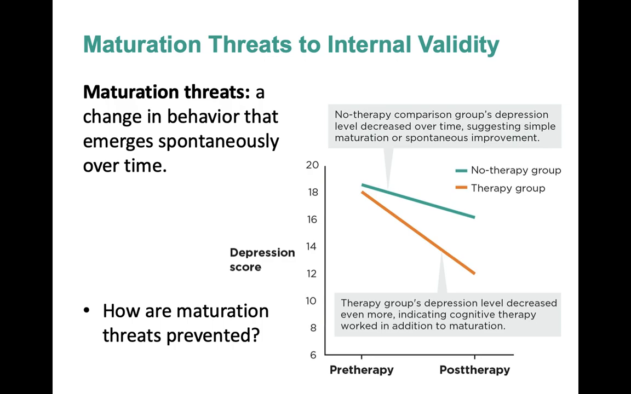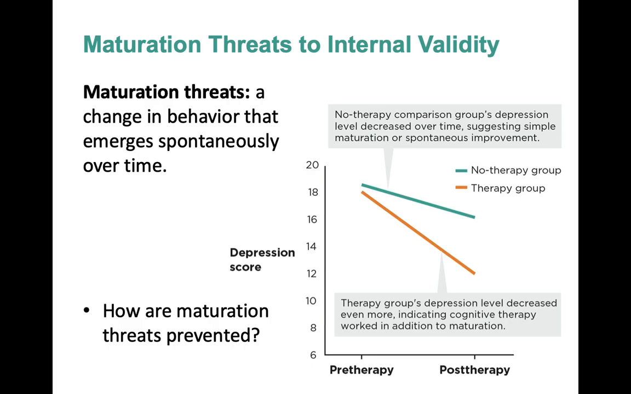So maturation is our first threat to internal validity, and maturation refers to a change in behavior that emerges spontaneously over time. So, for example, when we talk about maturation in general, we can talk about children becoming better or faster at solving math problems. Just as they get older, they mature, they get smarter. Trees get taller with age.